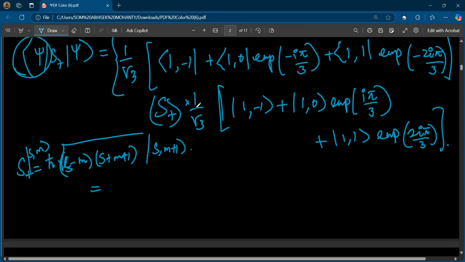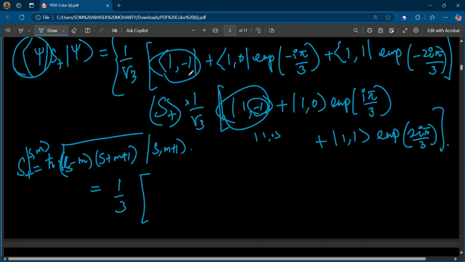So let's do it. 1 by root 3, 1 by 2, that becomes 1 by 3. Okay. So if we act on the 1 minus 1 term, this minus 1 will increase by 1. That will give me 1 0, which is not possible for 1 1. So what can I do here? This will not act with anyone, because I am not getting 1 minus 1 on the other side, so this term goes away. So 1 0: how will I get it? I will get it with this one, because this is giving me 1 0.